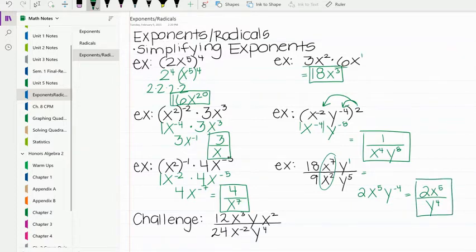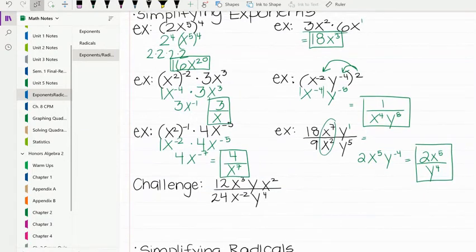All right, so this last one is a challenge, but we're definitely going to try it. So I'm going to deal with the numbers first. So I know that if I have 12 over 24, I can reduce that to 1 over 2. Hopefully we all agree with that.